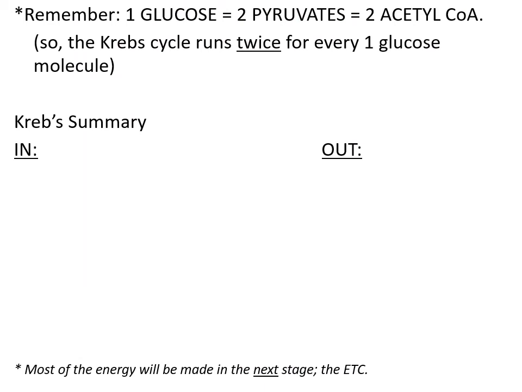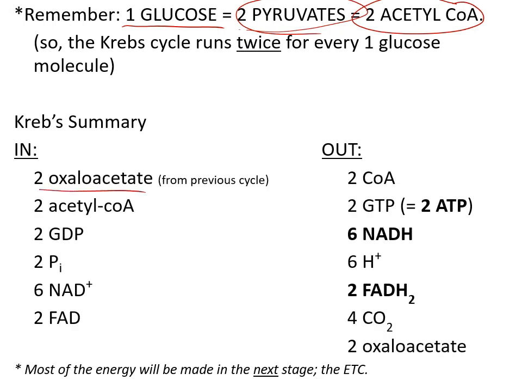Summary of it, remember, for every glucose, you're running this cycle twice. You have 2 pyruvates and therefore 2 acetyl CoAs, and therefore you can run the Krebs cycle for 2 spins. In, we have oxaloacetate, which is already there. Acetyl CoA gets added in.